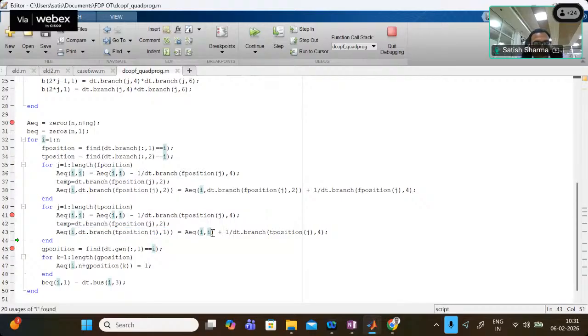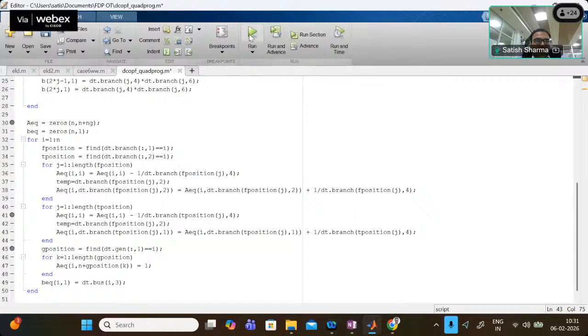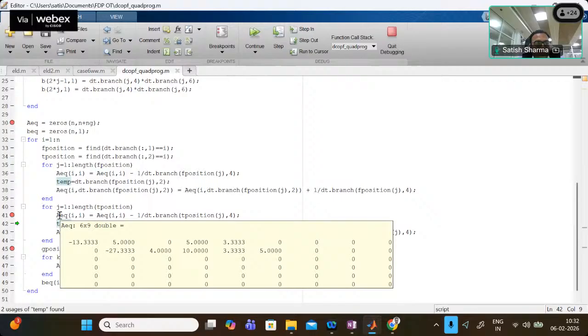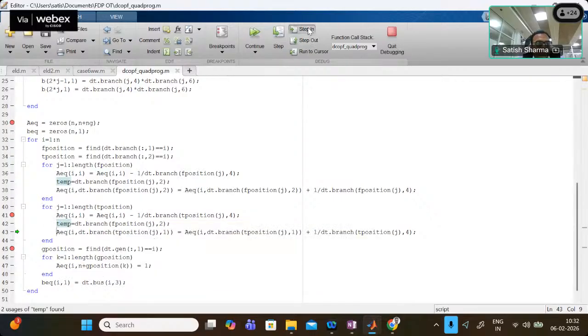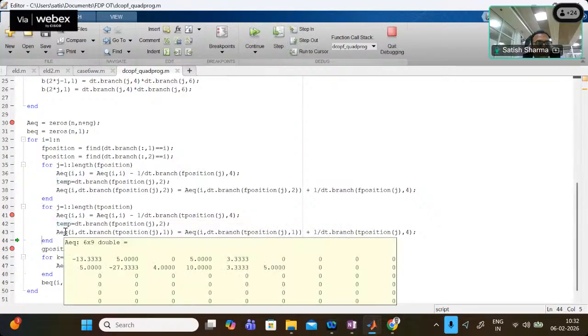Control V and quit debugging, run and continue, then run and see whether we are able to find it. So first part and then second part, yes, you can see here the second 2 comma 1 element is also placed with a particular value, which is again 1 upon 0.2, which is 5.